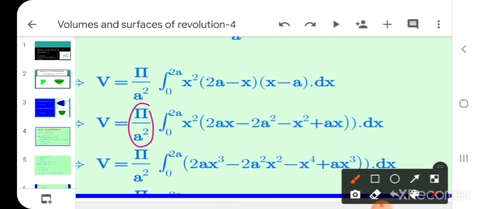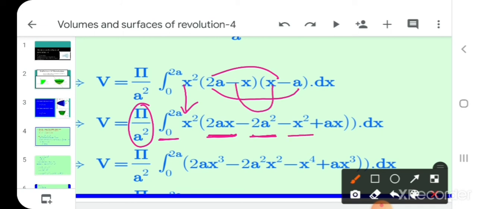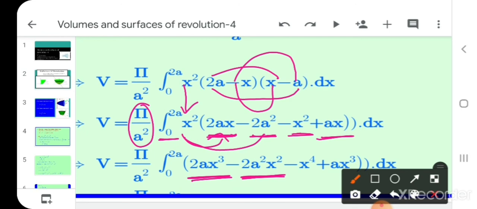Same, pi by a square, integral 0 to 2a, x square same. 2a into x is 2ax, 2a into minus a is minus 2a square, minus x into x is minus x square, minus x into minus a is plus ax. Now I multiply with x square: 2ax cube, minus 2a square x square, minus x power 4, and the last term x square into ax is ax cube, dx.